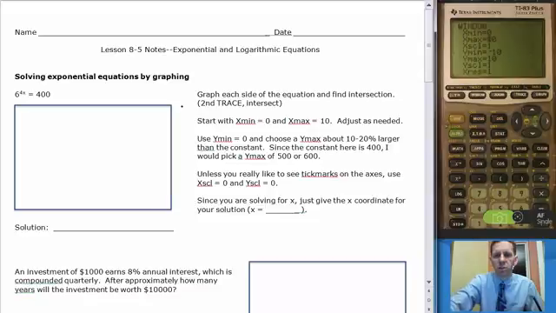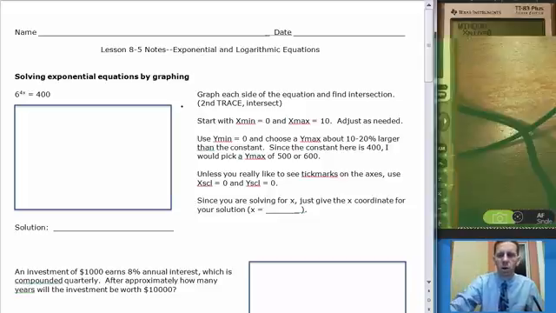What I usually do is adjust the x max by powers of 10. So if 10 doesn't work and I need to go larger, I'll go up to 100 and then 1,000 and then bigger if needed. Or reverse, I might go to 1 and then 1/10 and then 1/100th.